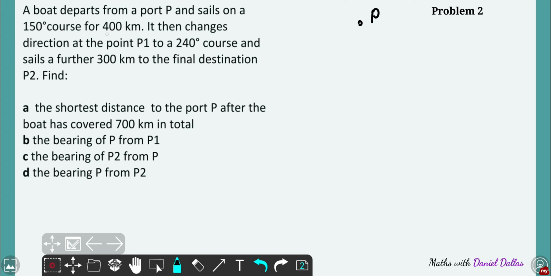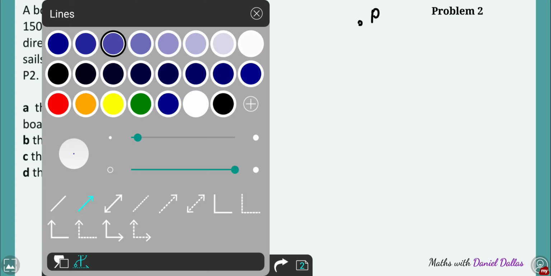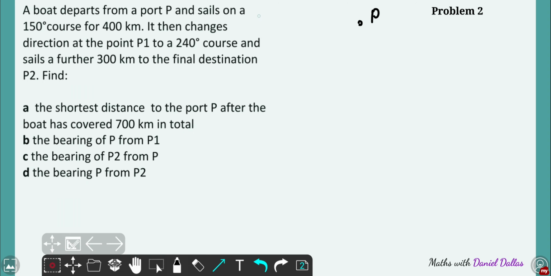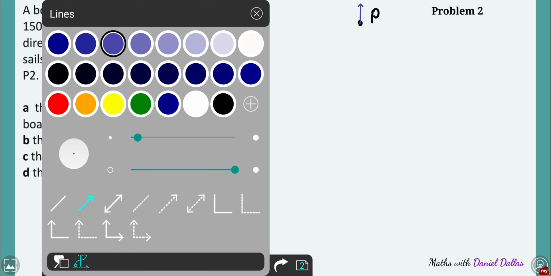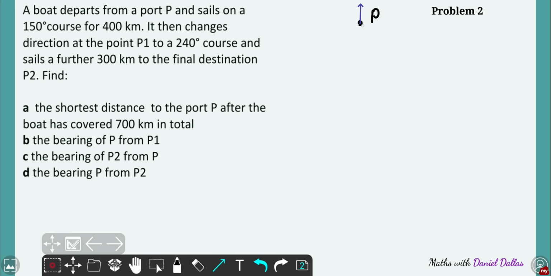150 course for 400 kilometers. What it means is that we need to set up north direction, just right there. Okay, this is north direction, and from here we need to also set up the direction where the boat goes. Let's say 150, let it be right there. Let it be 400 kilometers length. And this is the final point of destination P1.